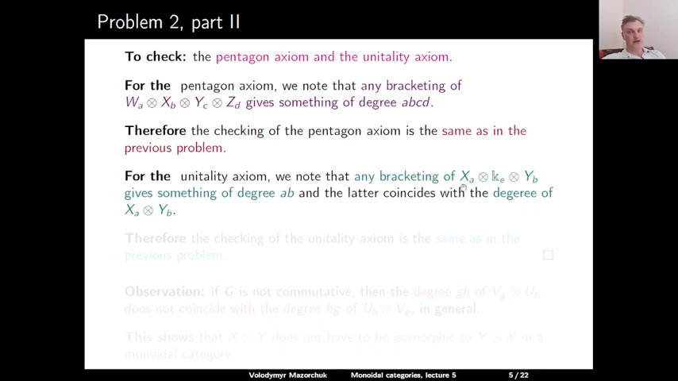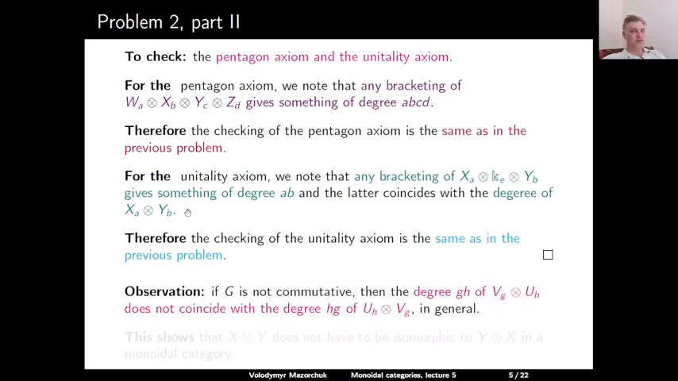Regardless of how we bracket the tensor product of X_A, the identity K_e and Y_B, it will give us something of degree A times B. And this is also the degree of just X_A tensored with Y_B. So the checking of the unitality axiom will also be exactly the same as the checking of the unitality axiom in the previous example. And this completes the solution.